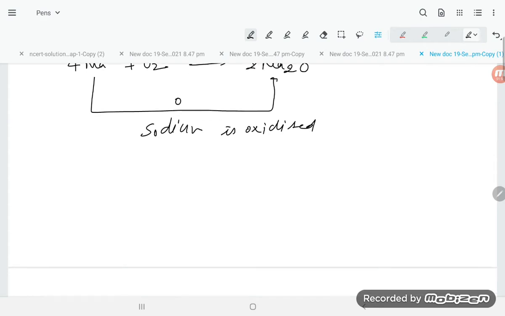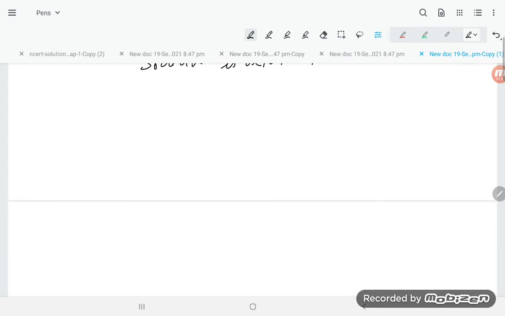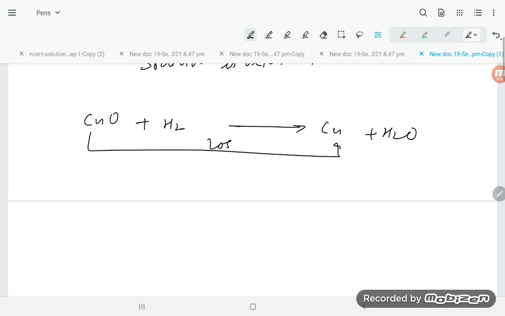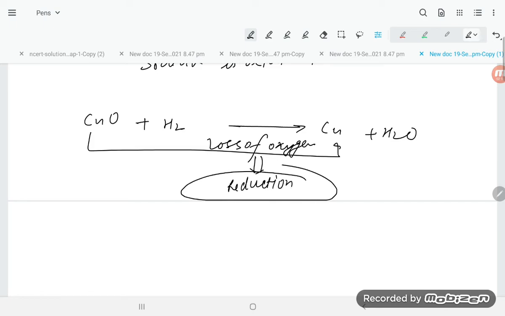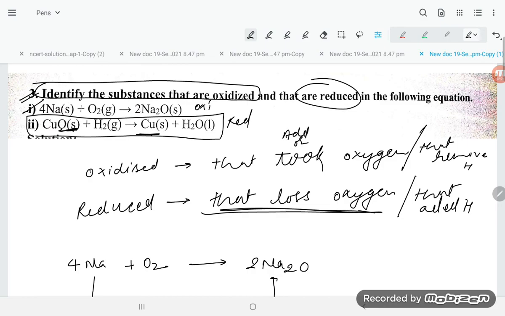Let us try to understand this a little bit in detail. Here you see CuO is there, and here is H2, so it is giving what? Cu plus H2O. So from here to here, what is happening? Loss of oxygen. Dear friends, this is loss of oxygen. It means what? It is a reduction. So the first equation is the oxidation equation, and the second one is reduction.